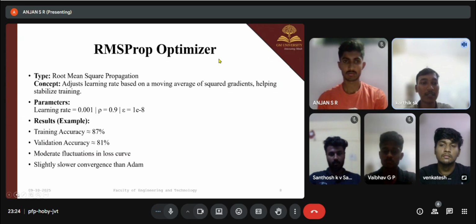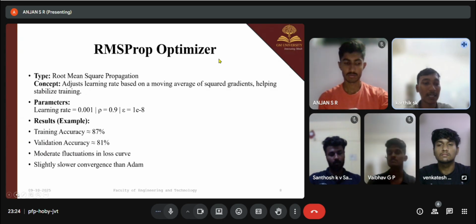It helps stabilize the training, and it uses parameters like a learning rate of 0.001, rho equal to 0.9, and epsilon equal to 1e-8. These are the parameters we use in the optimizers. RMSprop gives a training accuracy of 86% and a validation accuracy of 81%, with moderate fluctuations in the loss curve, but a slightly slower convergence than Adam.